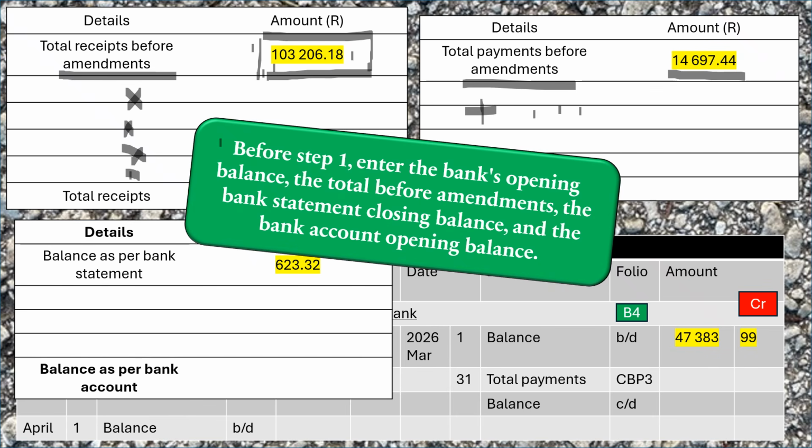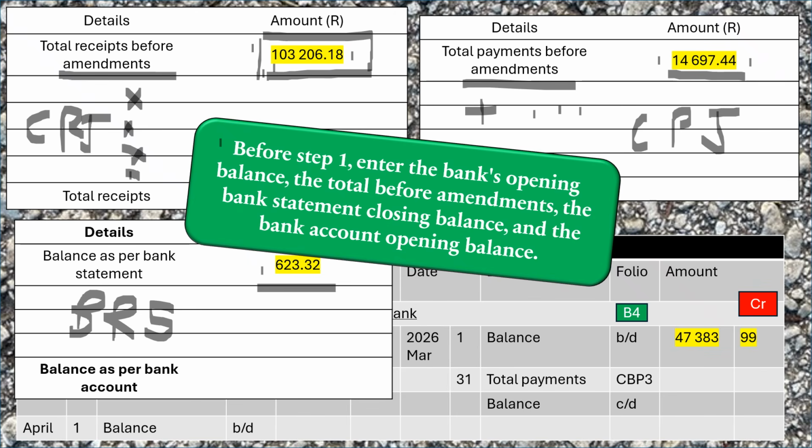The payments before amendments, things that are going to be added, for example, bank charges. Before we bring those things into account, the amount is 14,697.44. Then off the bank statement, there was a balance right at the end, a positive balance, 623.32. This here is the bank reconciliation statement. This is our cash receipts journal, and this is our cash payments journal, before all the additional information is taken into account.